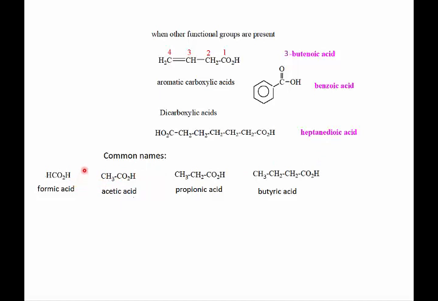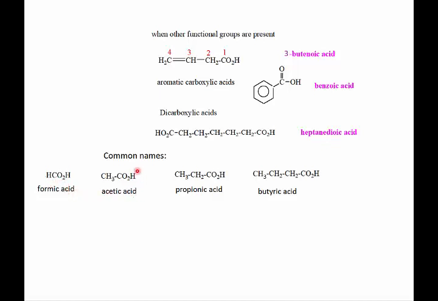The smallest and the simplest carboxylic acid you could have is this, just one carboxyl group and a hydrogen. The common name for that is formic acid. The basis of the name is that it's based on the Latin name for red ant, and the reason is that the venom of red ant is formic acid.